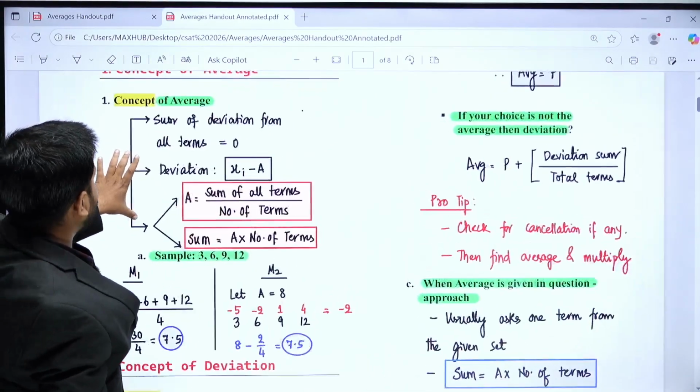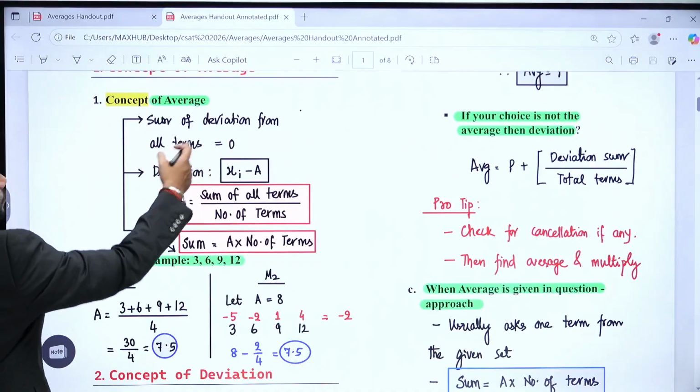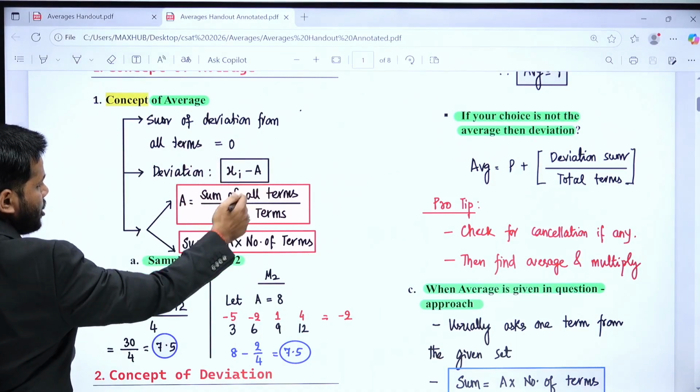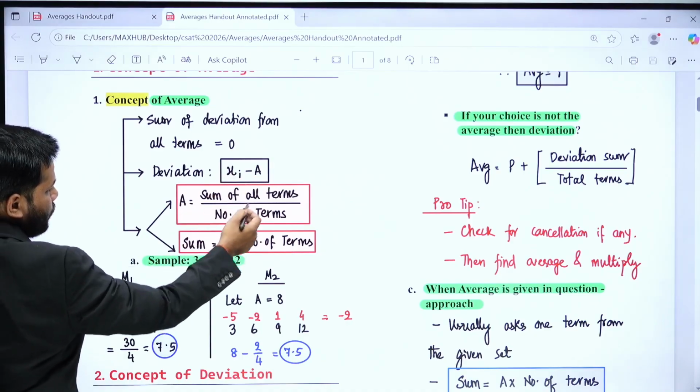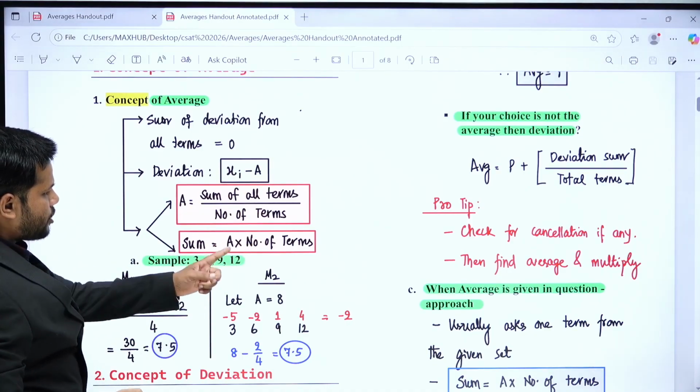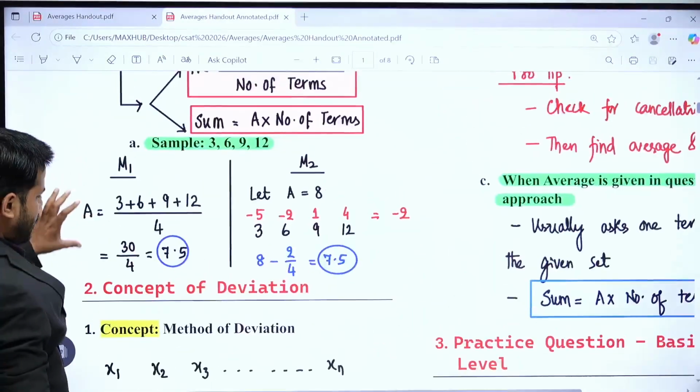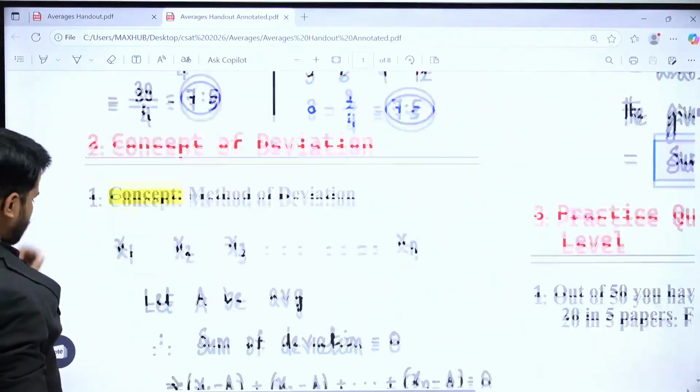Let's revise. Concept of average. Sum of the deviation from all the terms is equal to 0. Each term minus the assumed average A or the average A. A is sum of all terms divided by the number of terms. Sum is equal to A into number of terms. Then an example question is written. Then the concept of deviation. What is the concept of deviation?